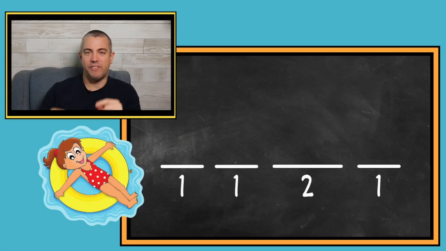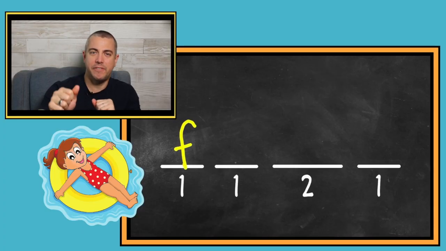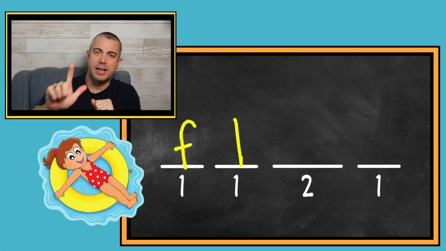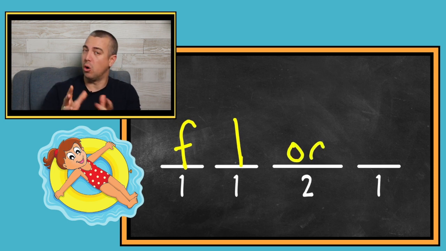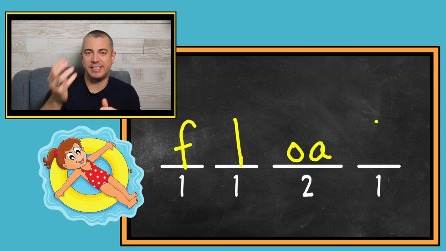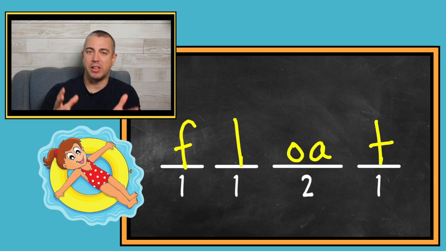For our word float, 4 sounds, right? Let's break apart the sounds in there. Our first sound is going to be the letter F, F, L. O is O-A, as we've done before, and T is T, float.